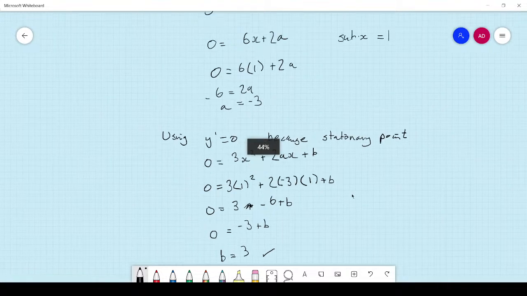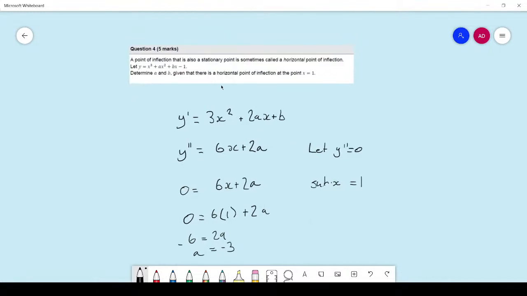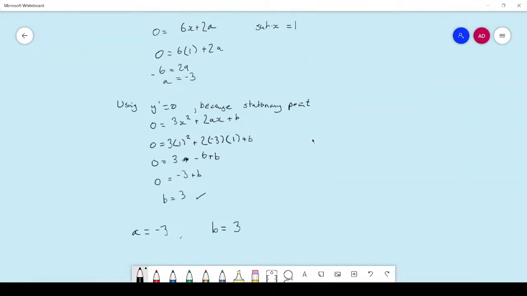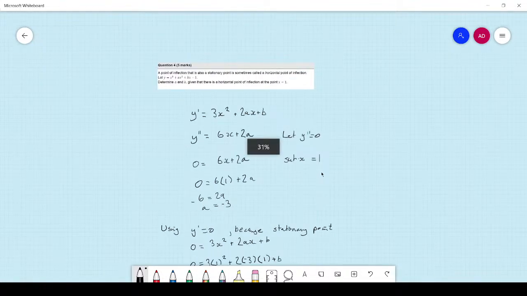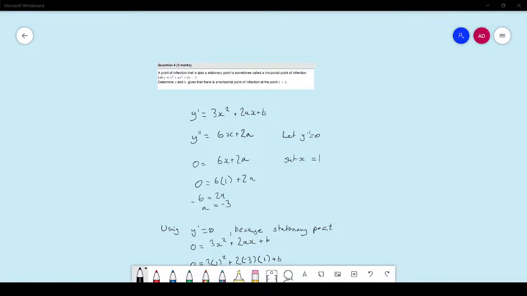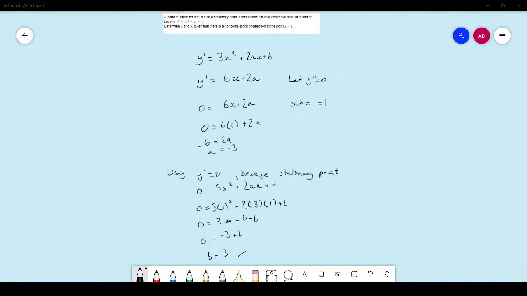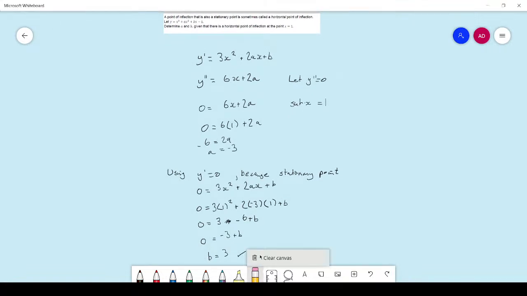Right, so determine a and b. Right, so you're doing your exam, you should be writing a equals negative 3, b equals positive 3, and that should be enough. Okay, so that should be that. Let's just clear the canvas and have a look at question 5.